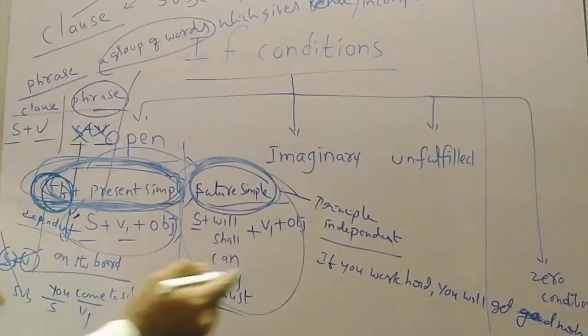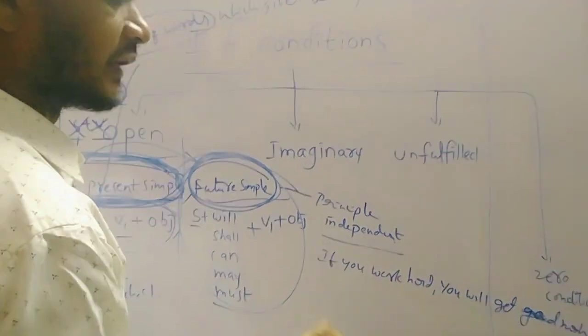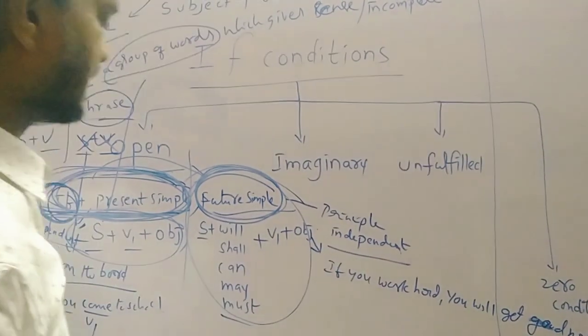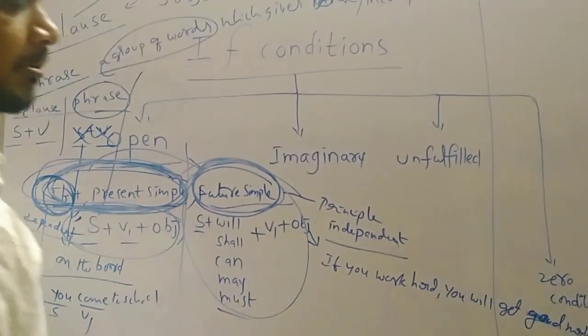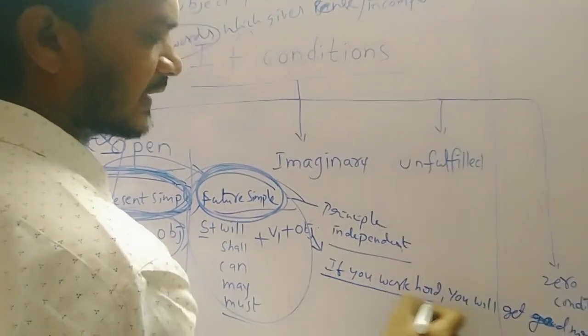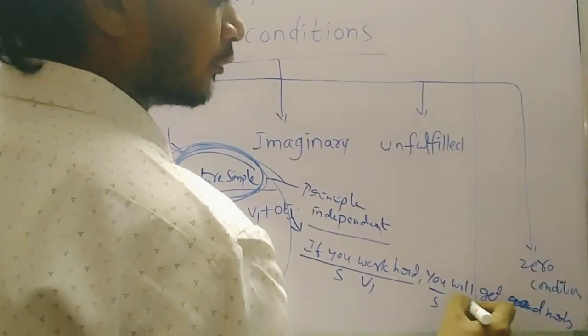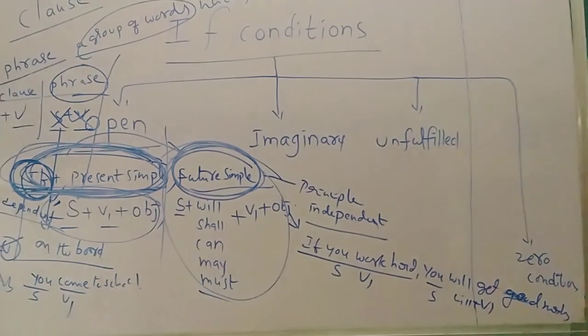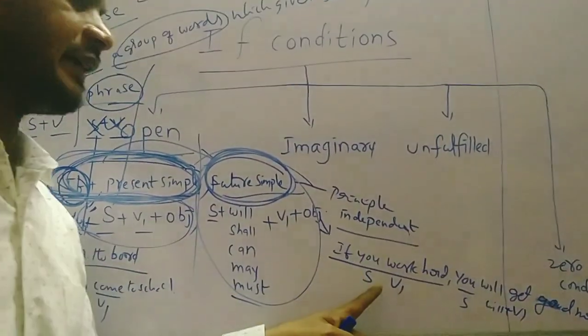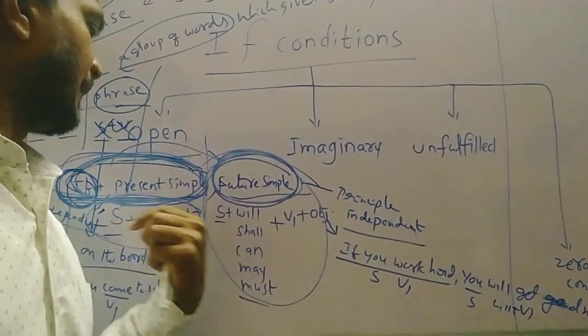So this is an open condition. How can you say that this sentence is an open condition? Here the if clause is in the present simple tense and the main clause is in the future simple tense, so we can say that this particular sentence is an open condition.